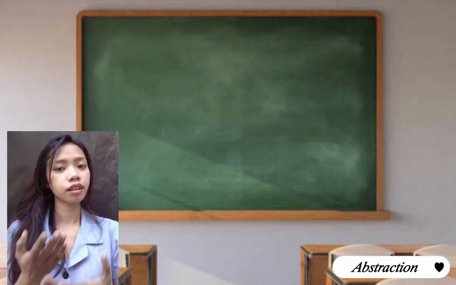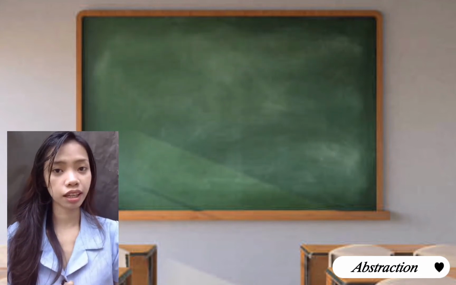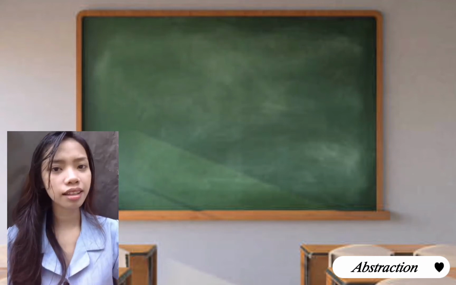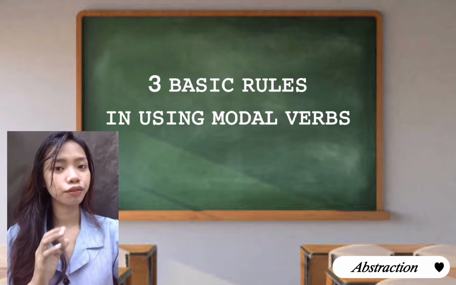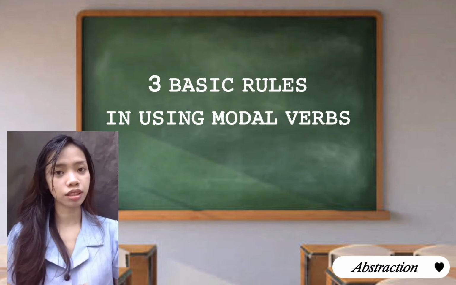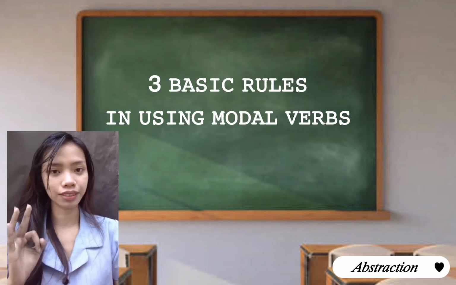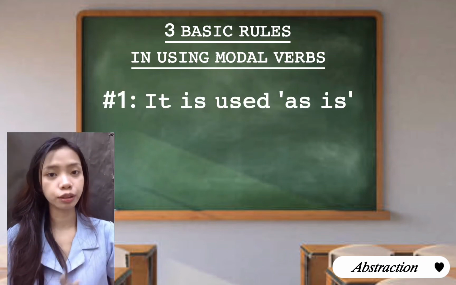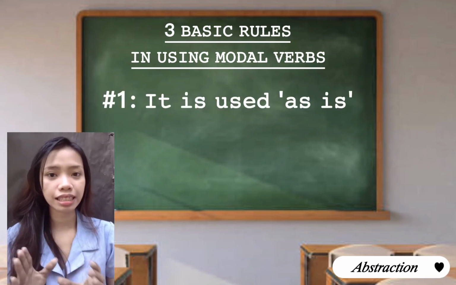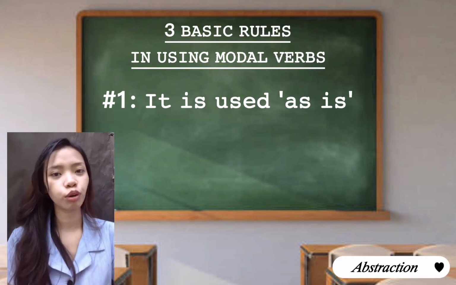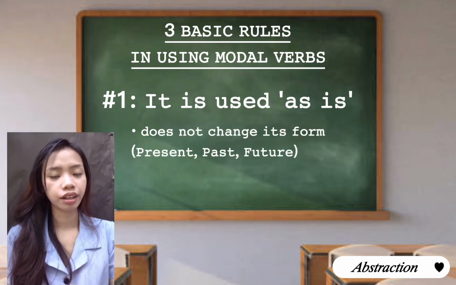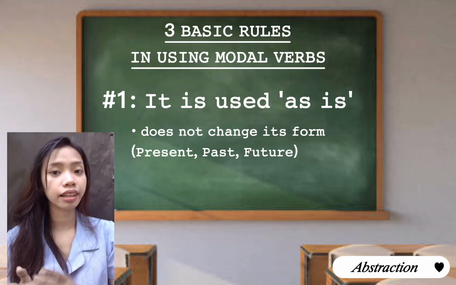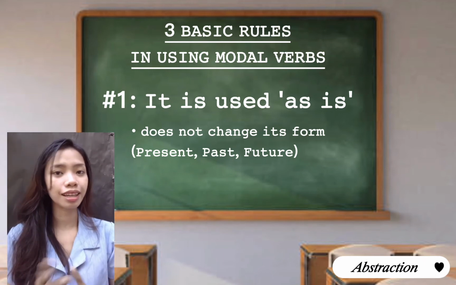Okay, very good. The basic formula of constructing sentences out of modal verbs is quite easy. Now, let us discuss the three rules in using modal verbs. First one to remember is that modal verbs are used as is. When we say as is, it does not change its form, whether in the present, past, or future tense, unlike the main verb.